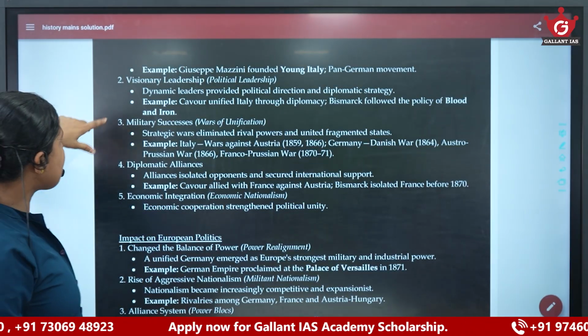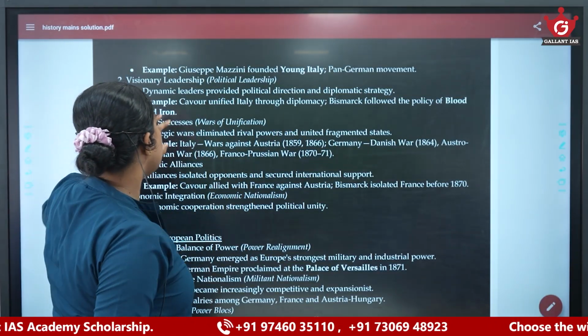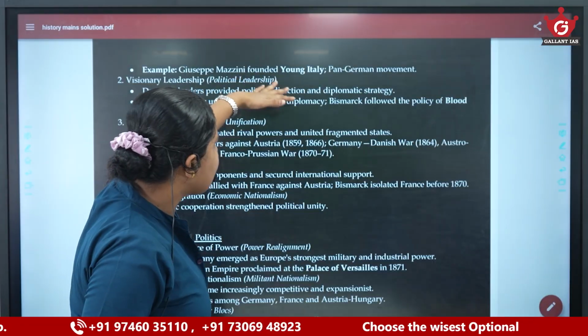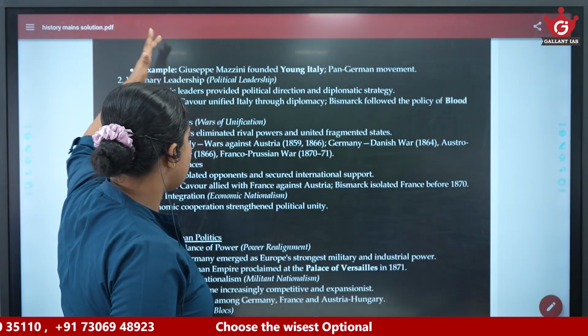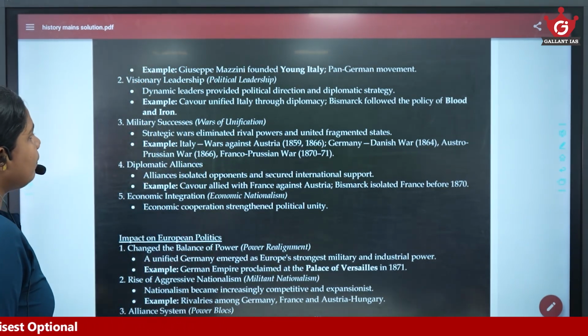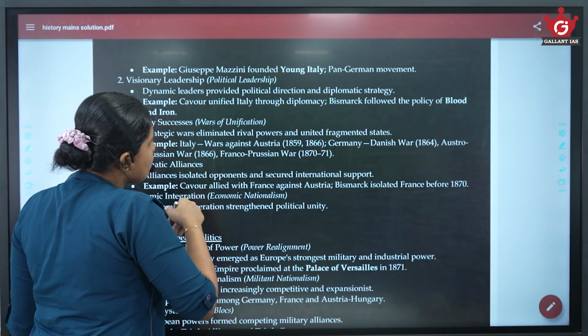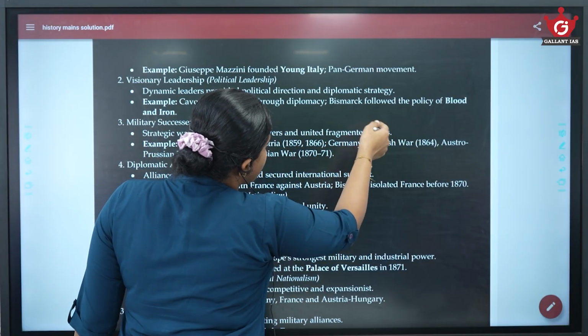Next is visionary leadership, which we call the political leadership. Many dynamic leaders provided the political direction and diplomatic strategy. You can talk about Bismarck and his policy of blood and iron. Okay, that's a good example. Next is the military success, the wars of unification. Strategic wars eliminated the rival powers and united the fragmented states.